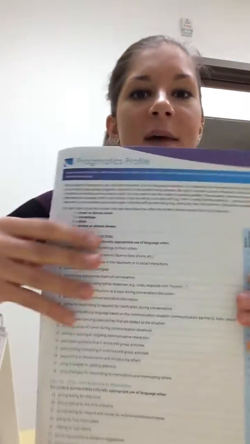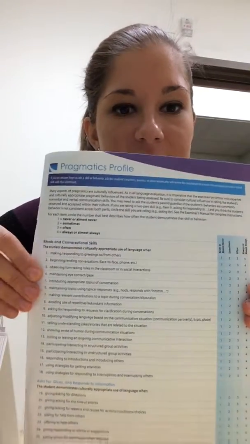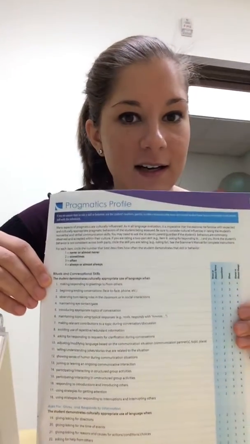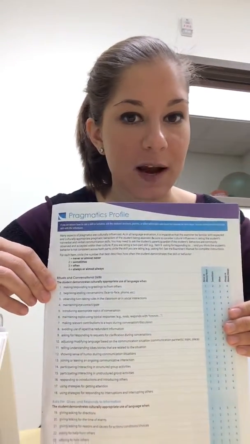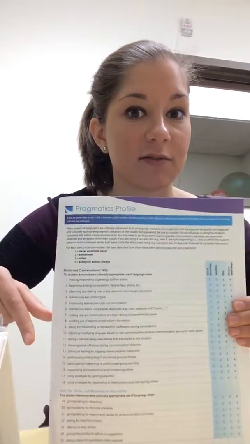All right. So then lastly, there is a pragmatics profile. It's a checklist of different items related to pragmatics that you would want to be checking off throughout the assessment. It includes different components like rituals and conversational skills. So for example, do they respond to greetings to and from others? Do they demonstrate turn-taking skills? Do they maintain eye contact and gaze?